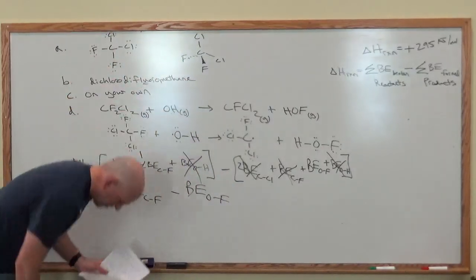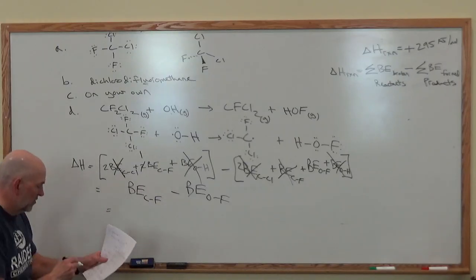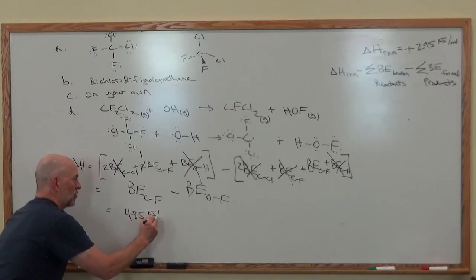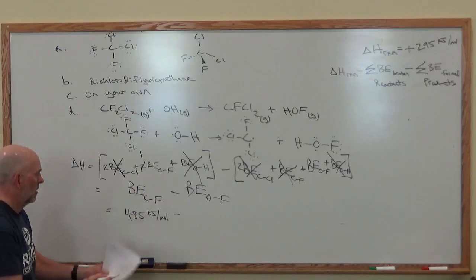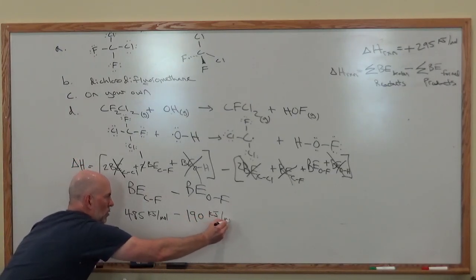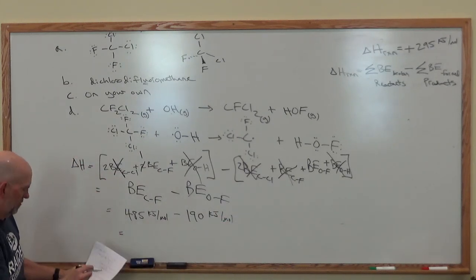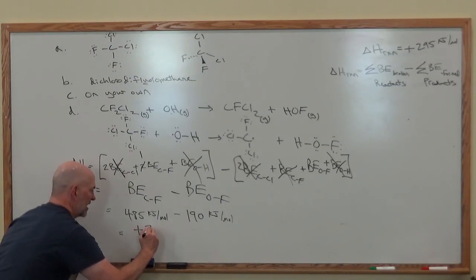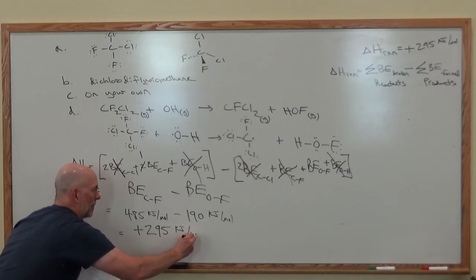Now let's look up the numbers, and make sure I did this right. So carbon-fluorine bond is pretty high actually. 485 kilojoules per mole minus 190 kilojoules per mole. I think that's right. And if I did my math right, the answer I told you at the beginning of this lesson is positive 295 kilojoules per mole.